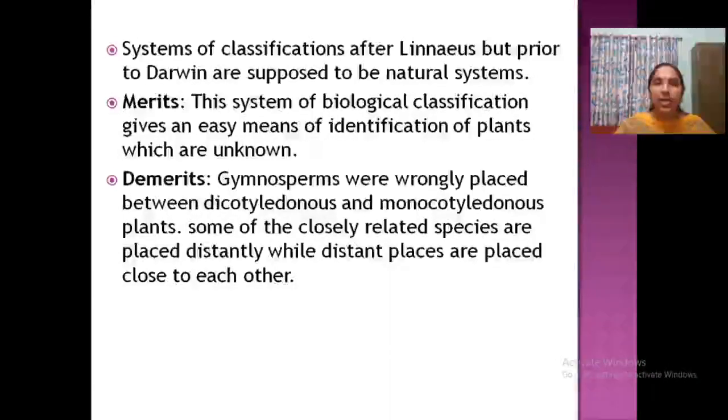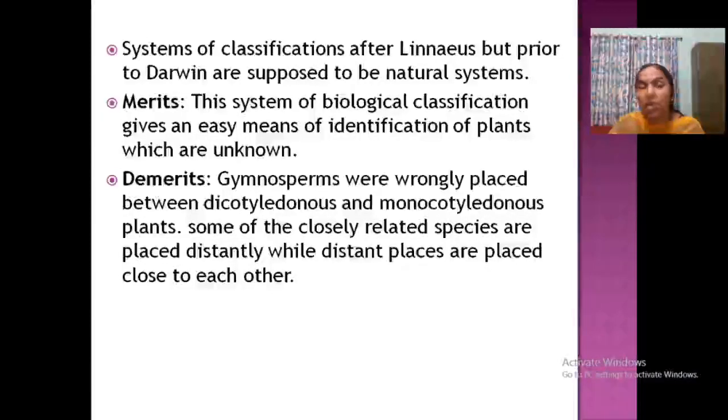One very important demerit concerns gymnosperms. You know what a gymnosperm is? Gymnosperms are naked seed bearing plants. They come before angiosperms, but in this classification they are placed in between dicots and monocots. So, an unrelated group in between is a demerit. Then, some closely related species are placed distantly, far away. So, that is a demerit of the Bentham and Hooker system.